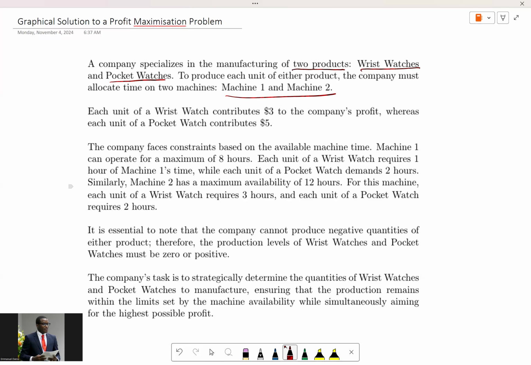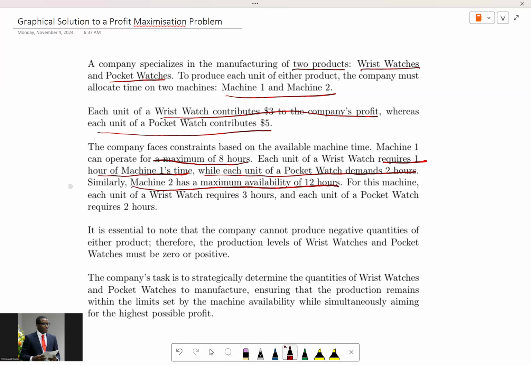Then each unit of a wristwatch contributes $3 to the company's profit, whereas each unit of a pocket watch contributes $5. Then the company faces constraints based on the available machine time. Machine one can operate for a maximum of 8 hours. So this is a constraint right there. Each unit of a wristwatch requires 1 hour of machine one's time, while each unit of a pocket watch demands 2 hours.